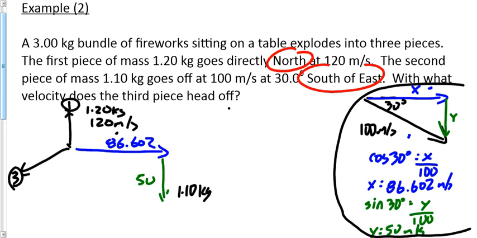Let's go x components. Pi is equal to Pf. Anybody tell me what the initial momentum is, the x component, of this fireworks bundle that's sitting on a table? 86? Nope. 0. It's sitting at rest, right?